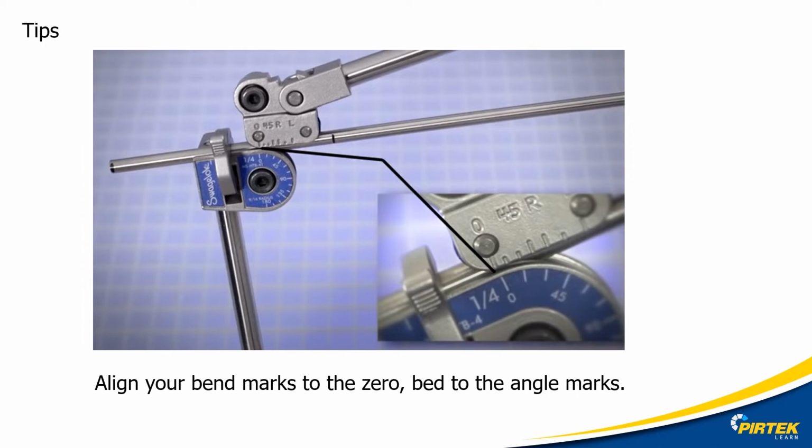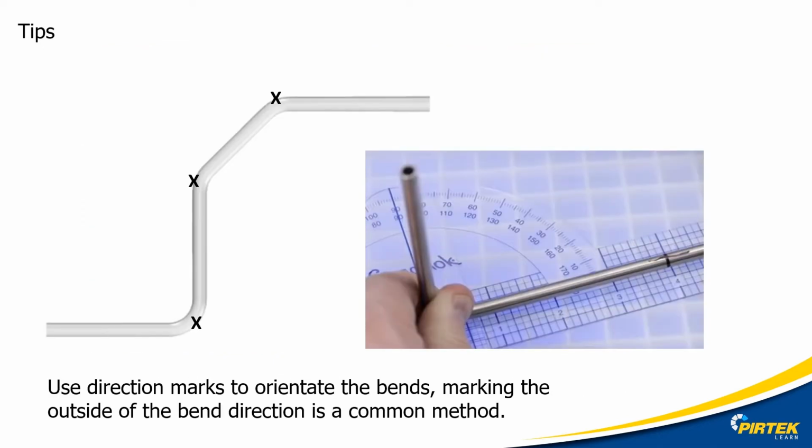Some tips: align your bend marks to the 0. Always ensure that your marks are not too wide, because these errors can add up and cause a change in dimensions. So use a very fine marking pen. Use direction marks to orientate the bends. Some parts can be complicated, especially if we're working in 3 dimensions.